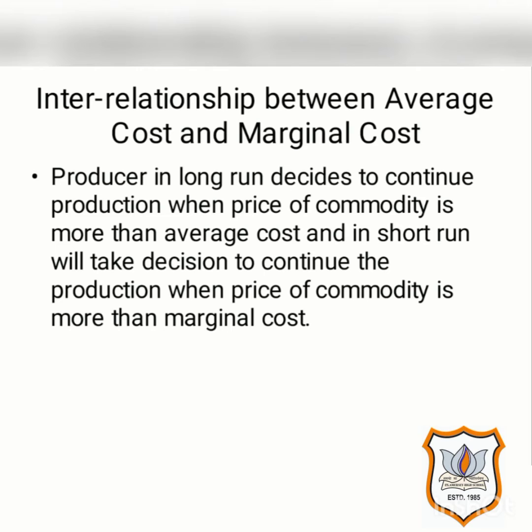So in the long run, when price is more than average cost, only then does the producer continue with production, and similarly in the short run the producer will decide to continue production when the price of the commodity is more than marginal cost. That means for the short run, only when price is more than marginal cost would a producer continue with the production.